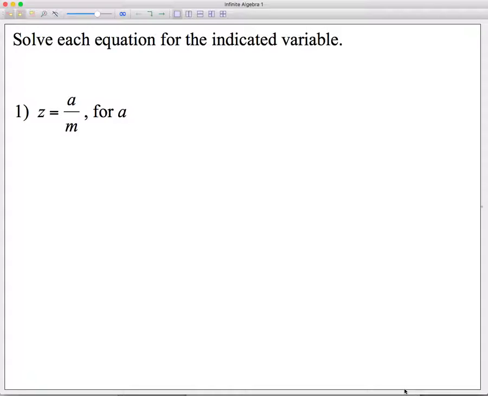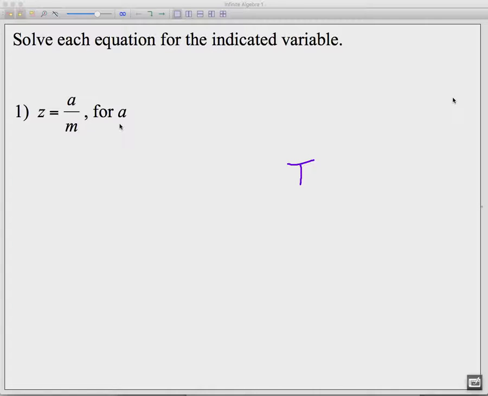We're going to solve a literal equation. So we have an equation here, and we're looking to solve for A. So we're solving for A in this equation.